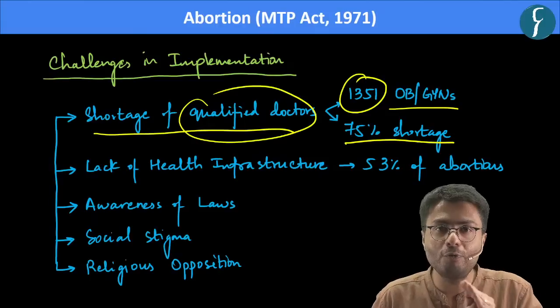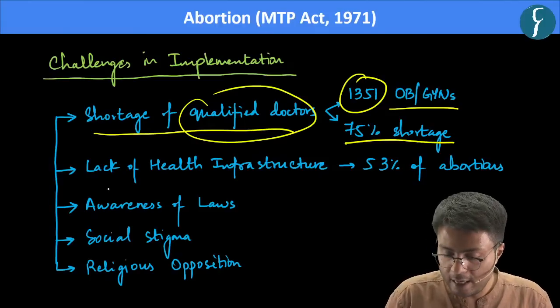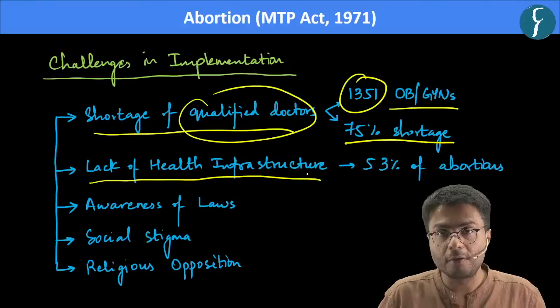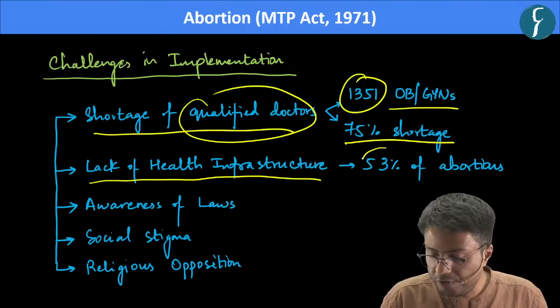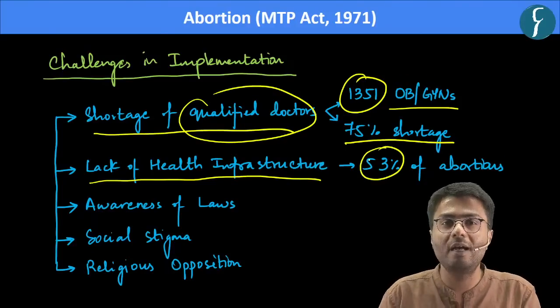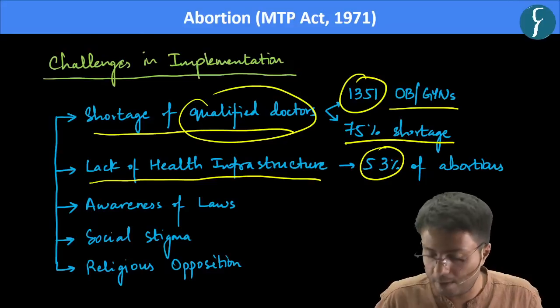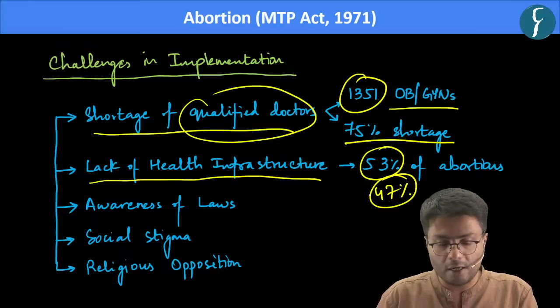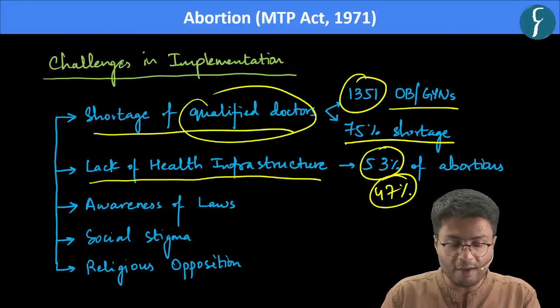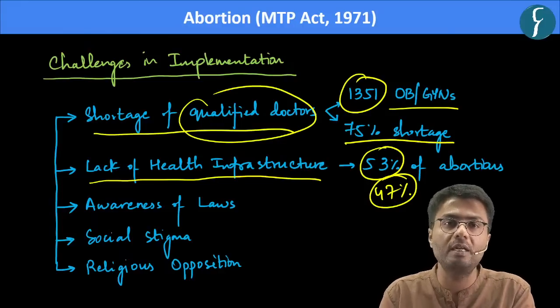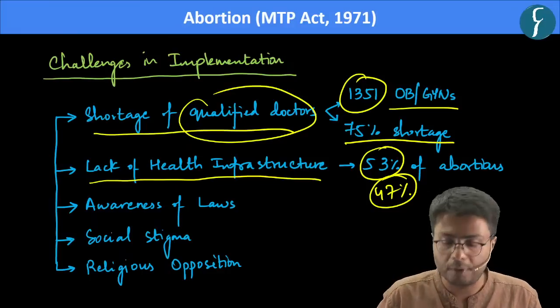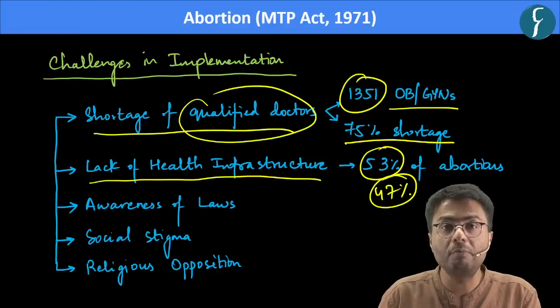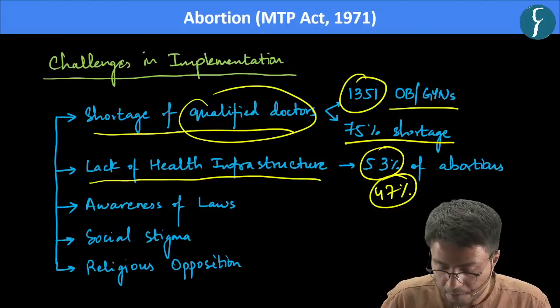Further, India also witnesses a severe lag in health infrastructure, because only 53% of abortions are done in an institutional setup, whereas the rest 47% are undertaken by nurses, auxiliary nurse midwives, and family members of a woman itself in a home based setup. Therefore, these women are exposed to certain risks related to complications.